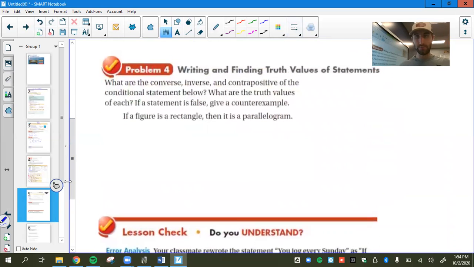Okay, so the last problem we're going to do together is we're just going to go through all four here. We want to find the converse, the inverse, and the contrapositive of the conditional statement below. After we do that, we're going to say if they're true or false, and if they're false, we're going to give a counterexample.